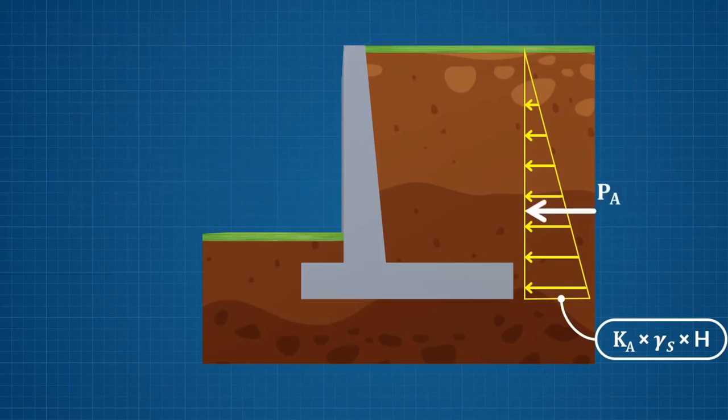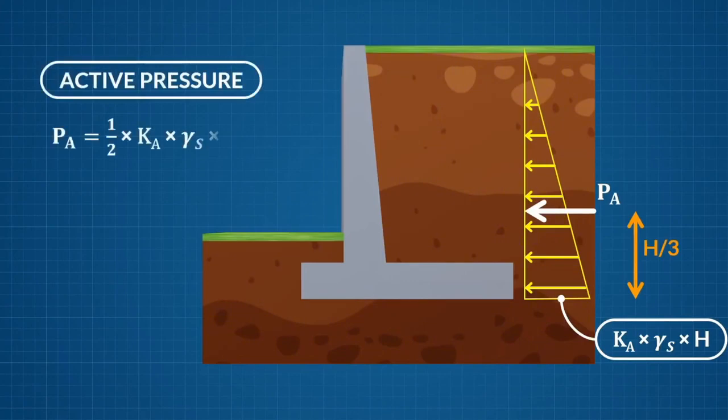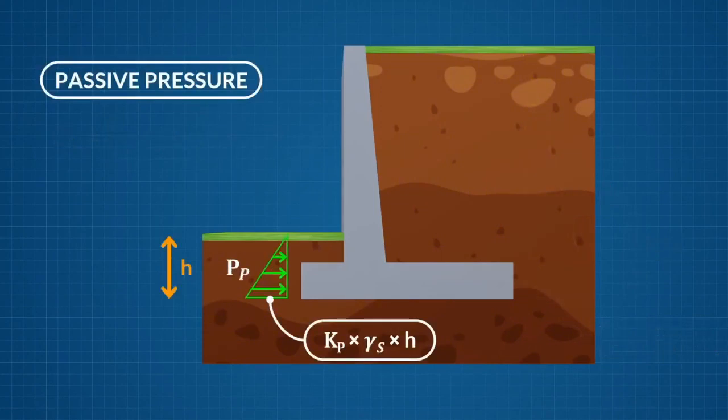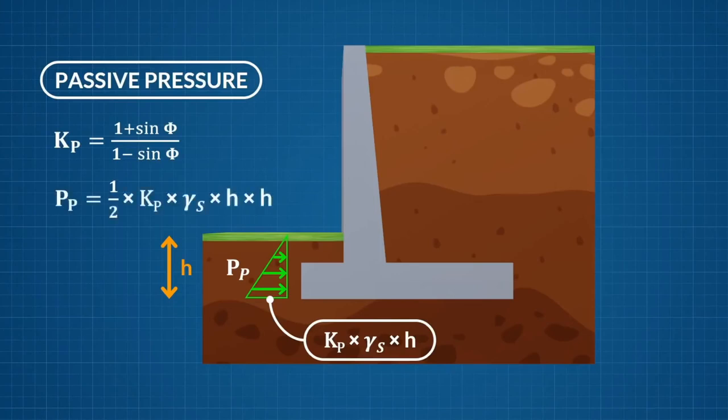The pressure PA acts at the centroid of the active earth pressure. This centroid is at a distance H/3 from the base of the retaining wall. The magnitude of this force will be the area of the triangle. The area of the active earth pressure triangle is half times the base times the height. The passive pressure acting on the toe side of the retaining wall acts to stabilize the wall. The coefficient of passive pressure Kp is calculated by this expression. This pressure can be excluded from design calculations if so desired to make the calculation more conservative.